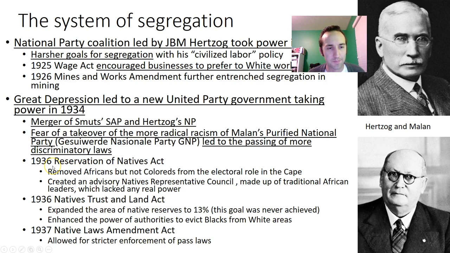And so some of these laws include the 1936 Representation of Natives Act, which removed Africans but not coloreds from the electoral roll in the Cape. So again, it's further restrictions on voting. It creates an advisory Natives Representative Council made up of traditional African leaders which lacked any real power. What that one does is each of these little reservations gets to have a traditional leader, but really it's just a puppet leader. They don't have any power. It's basically saying, hey, here you go. You have a voice in your government, but that voice doesn't really do anything, so it's very fake. 1937, the Natives Laws Amendment Act allowed for stricter enforcement of past laws.